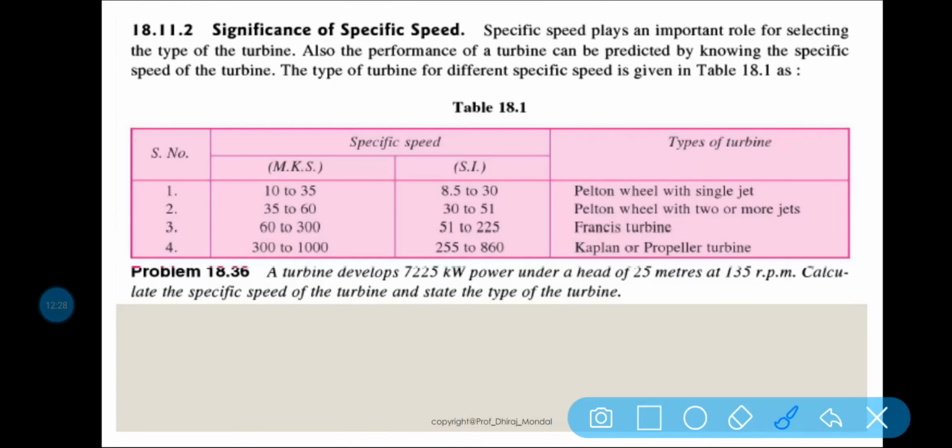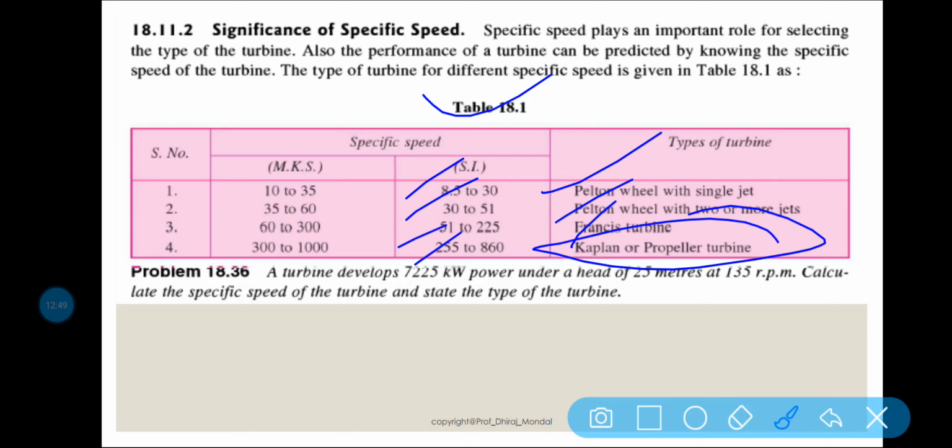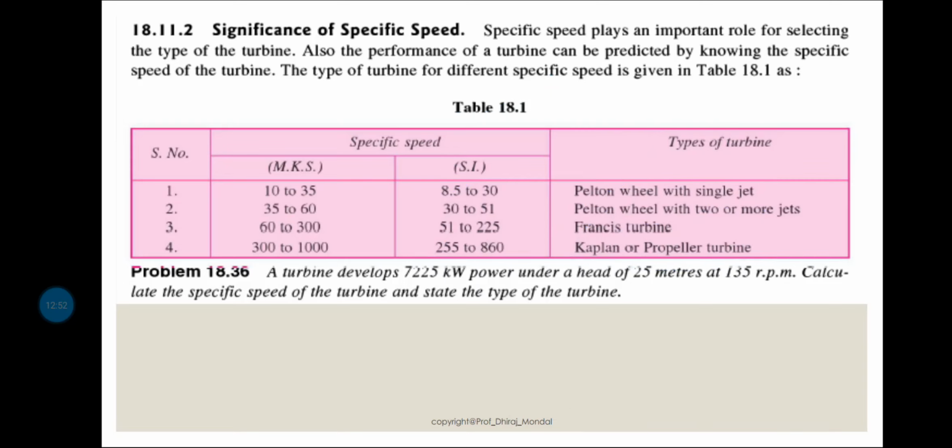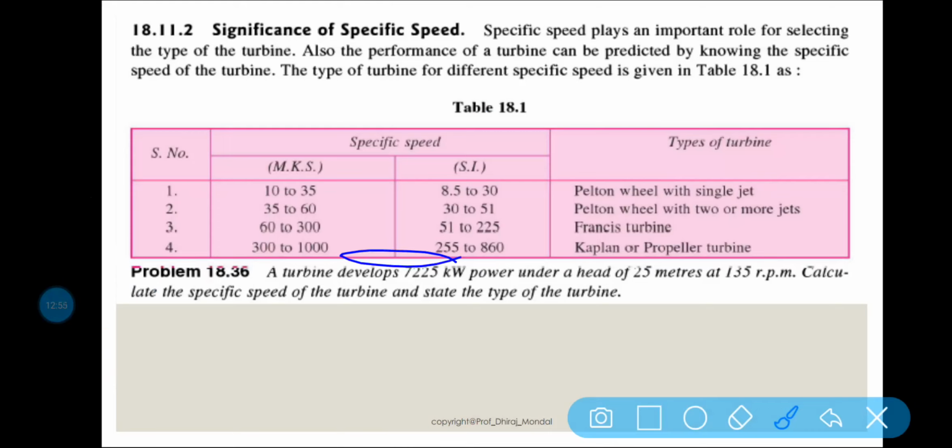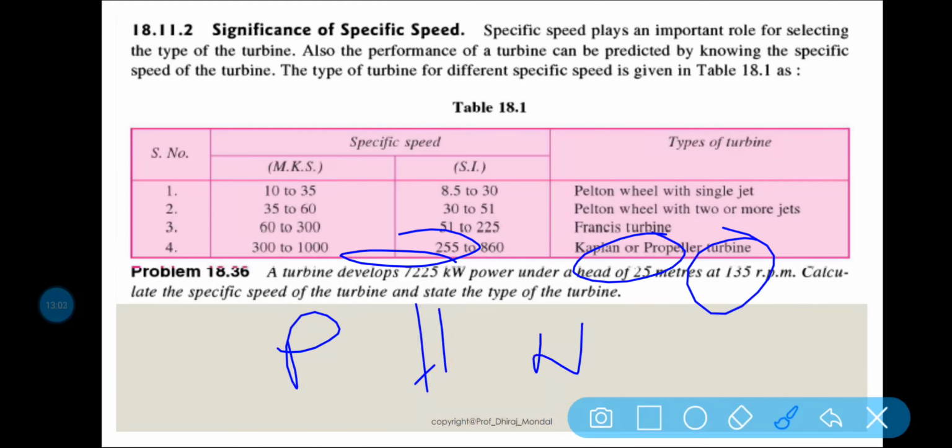So remember, in this table you can see which type of turbine it is. Pelton wheel with single jet 8.5 to 30, Pelton wheel with two or more jets 30 to 50, 51 to 225 Francis turbine, 255 to 860 Kaplan or propeller turbine. Now if you see this numerical, the developed power is given, the head H is given, the rpm speed is given. Calculate the specific speed of the turbine and state the type of the turbine.